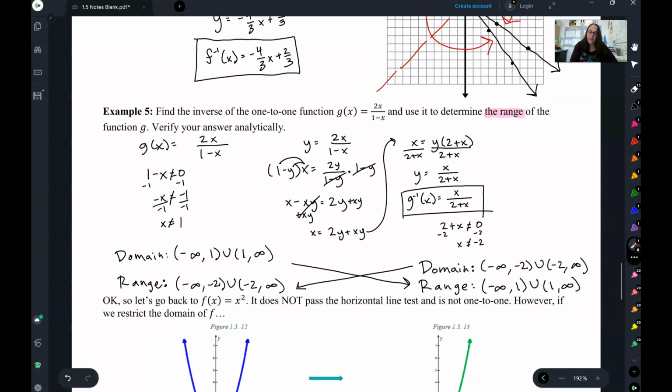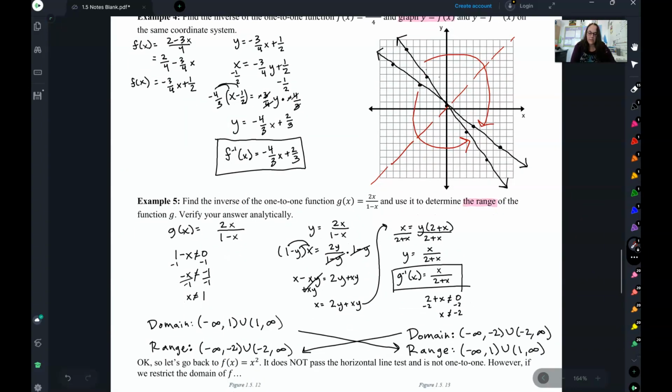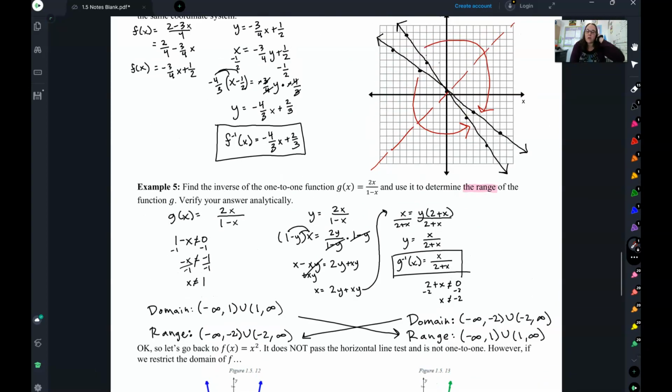So, that is all we have in this video, talking about inverses. In the next video, we're going to come back to the square root of x and talk a little bit more about why it looks a little bit different than the x squared graph.